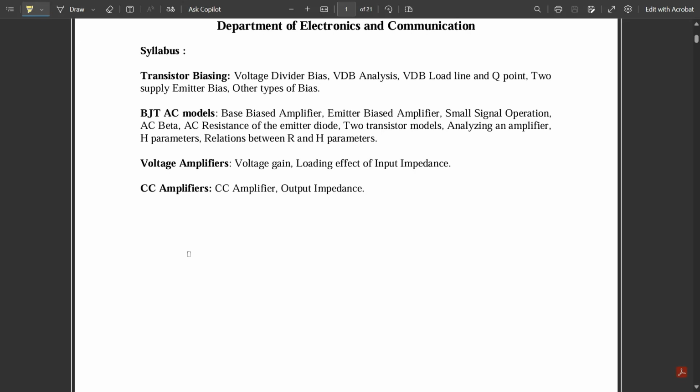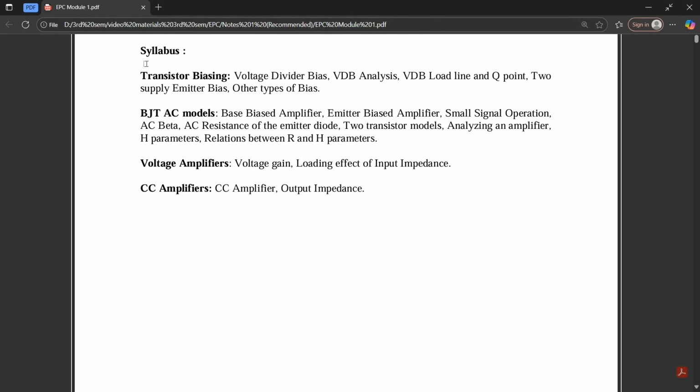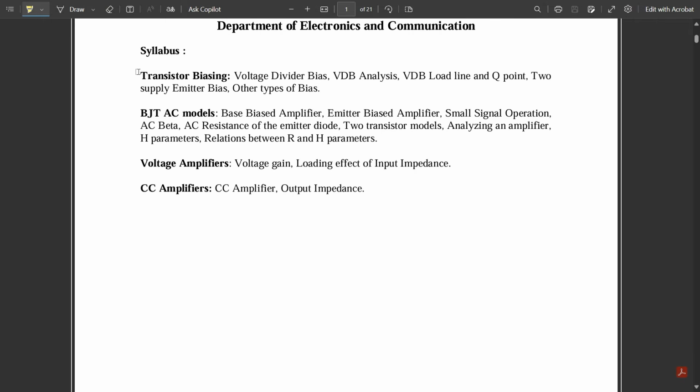So stay tuned. From this video onwards, we are going to start from module 1. Let us see what module 1 of the syllabus consists of. The first part of module 1 is transistor biasing. Under that we have to study in detail the voltage divider bias circuits, then VDB analysis, VDB load line and Q point. With respect to the VDB load line and Q point, we have a few problems to be solved, and we are going to discuss those as well. Two supply emitter bias and other types of biasing circuits we are also going to see.